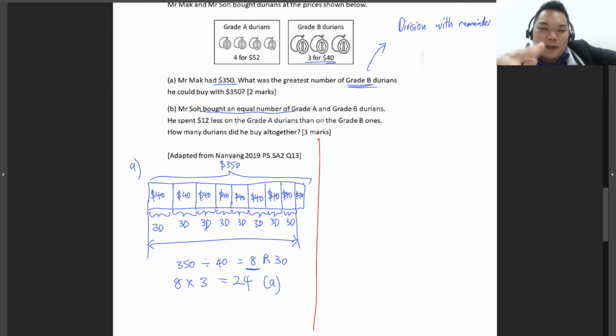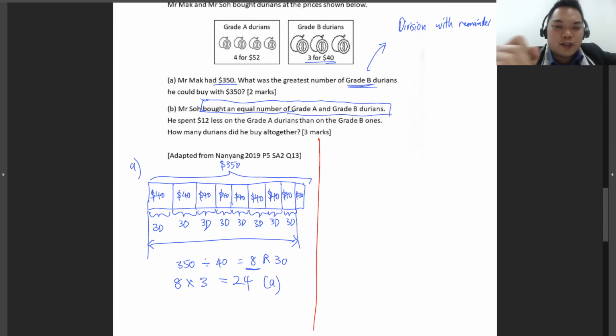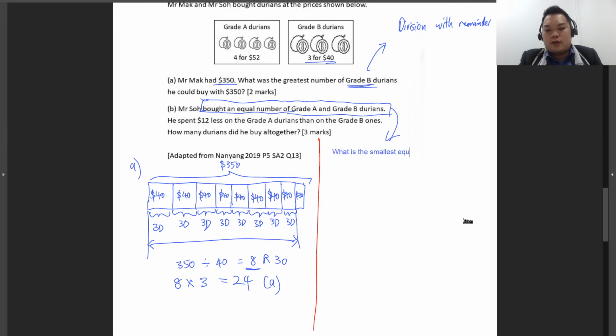Okay, to solve a problem like this, the first question you have to ask yourself is, when can you buy an equal number of grade A and grade B durians? Let me just type this out first. Under what condition, or rather, what is the smallest equal number of grade A or grade B durian you can purchase?